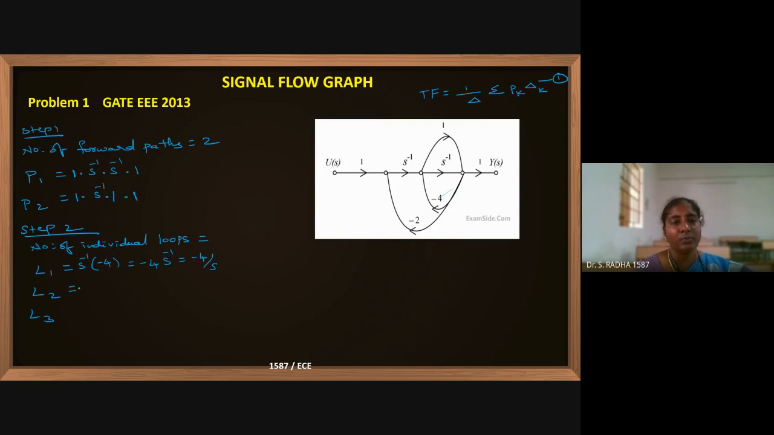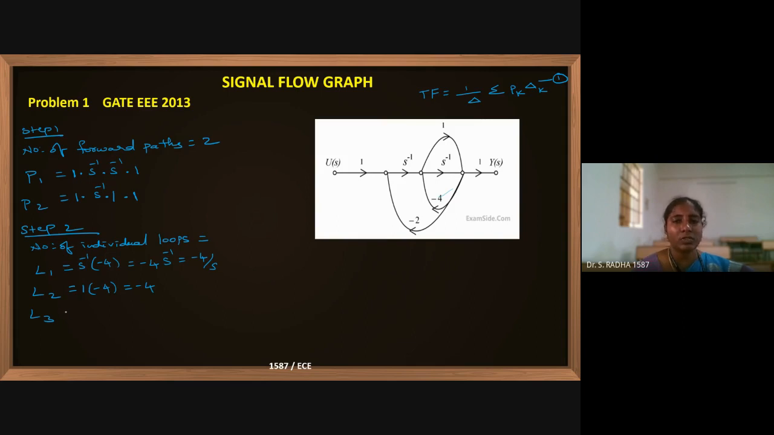Now the second loop, how will I try? Instead of S power minus 1, I will go in the upward direction: 1, then minus 4. Upward direction 1, downward direction minus 4. That is also a closed path. So minus 4 is the product of gains in the second closed path. This is called a loop. Okay, second closed path.